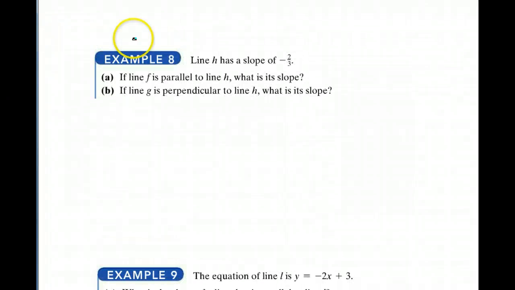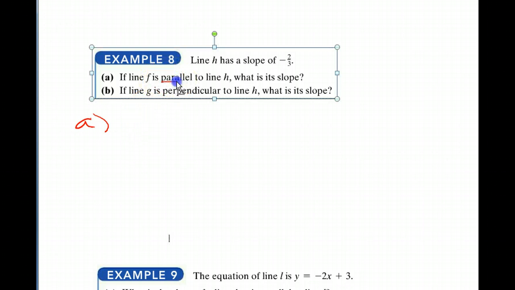So, example 8, part A. If line F is parallel to line H, what would its slope be? Remember, parallel lines have the same slope. So if line F is parallel, its slope would be -2/3. Part B, if line G is perpendicular, what would its slope be? If it's perpendicular, you take the opposite reciprocal. So we want positive 3 halves.